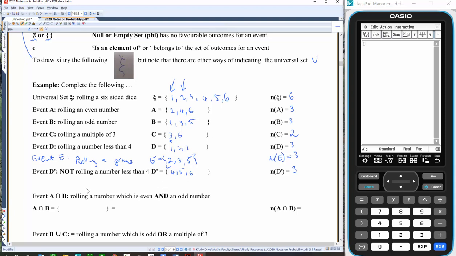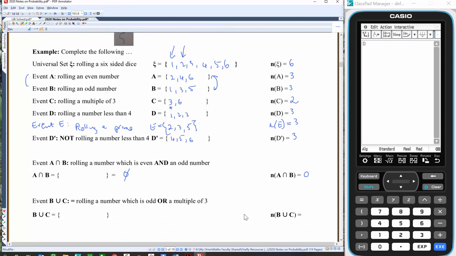Event A and B, or A intersect B, rolling a number which is an even number and an odd number. Well, that's looking for the intersection between these 2 sets, i.e., what have they got in common? And I'm afraid that that is an empty set. We can't put anything in there because, sadly, these 2 events don't have anything in common. It's sad. So we're going to say that this is the null set or the empty set. There is nothing in common between these 2 sets because a number is either even or odd. Can't be both. So the number of elements in A and B is 0.